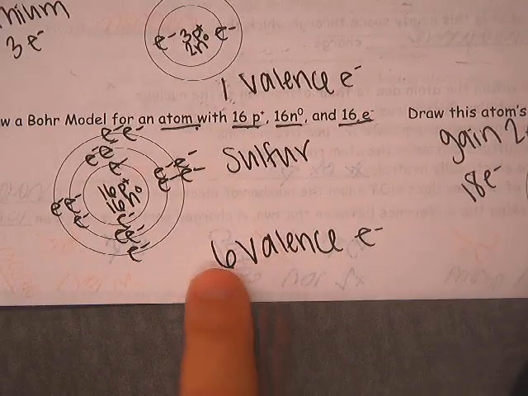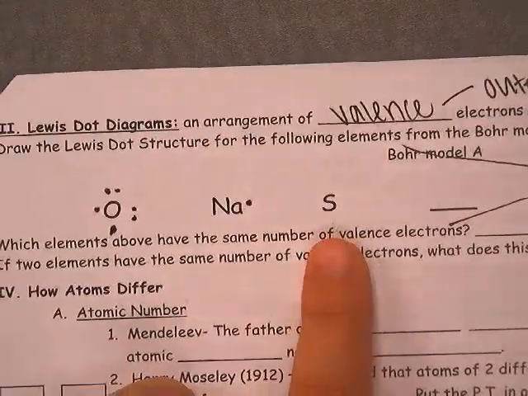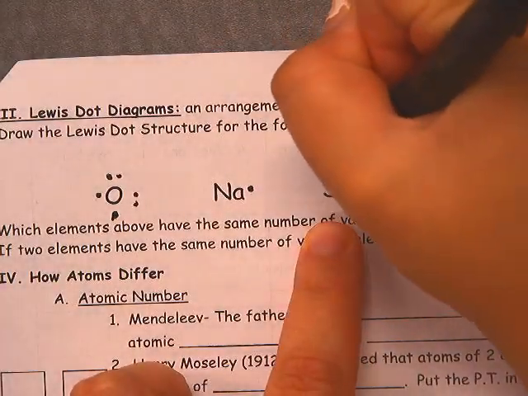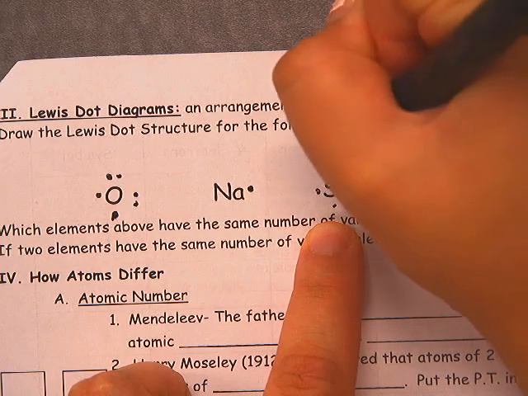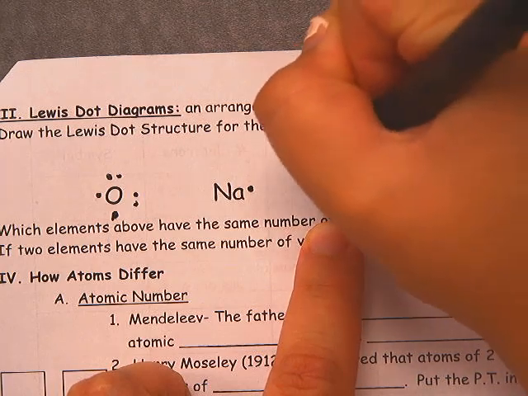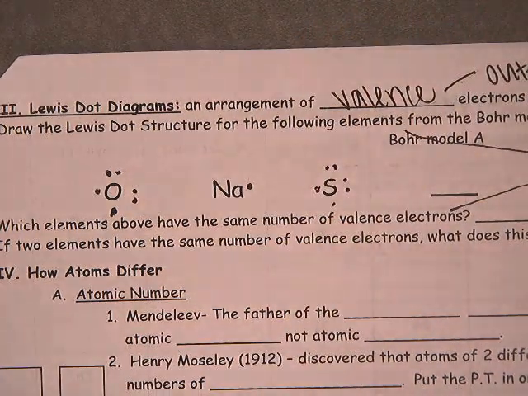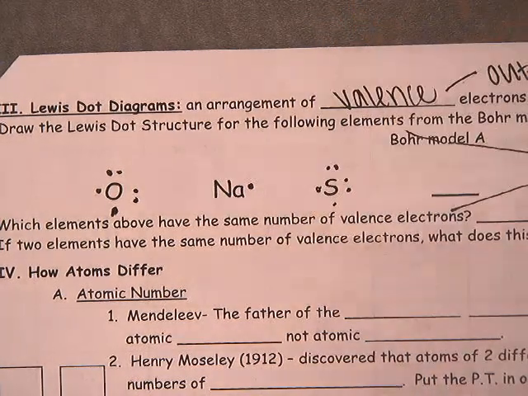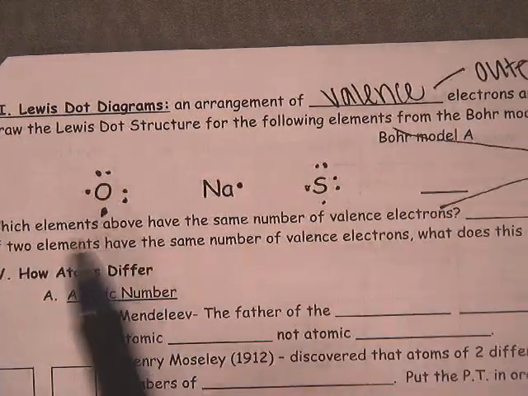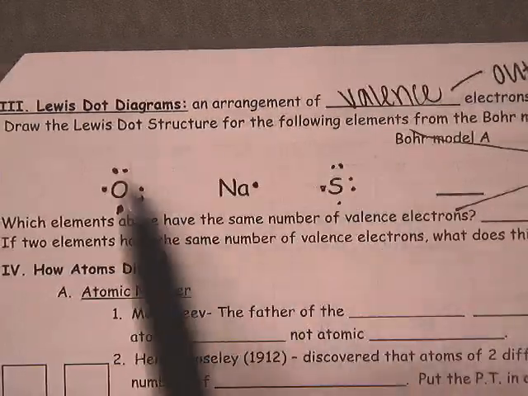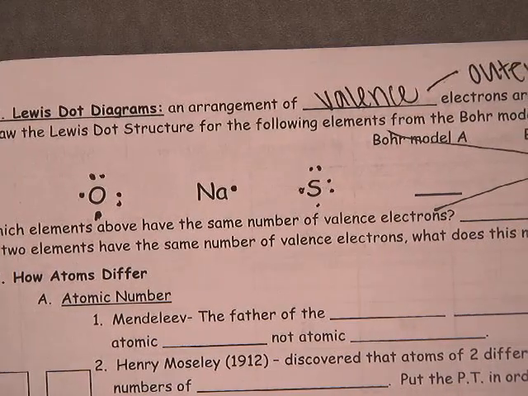And then sulfur, we also drew the Bohr model for that one, which was the last one. Sulfur had 6 valence electrons, so when I draw its Lewis dot structure, it's going to have 1, 2, 3, 4, 5, 6. Simple enough? Looking at this, which elements above of these 3 have the same number of valence electrons? Sulfur and oxygen.